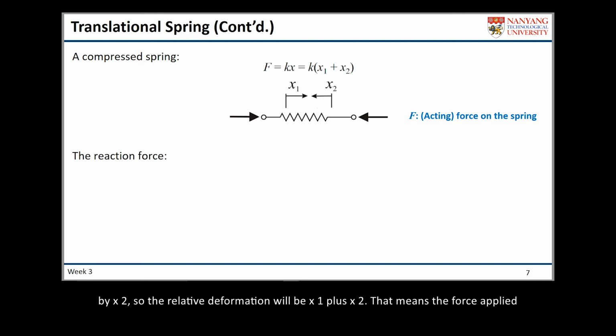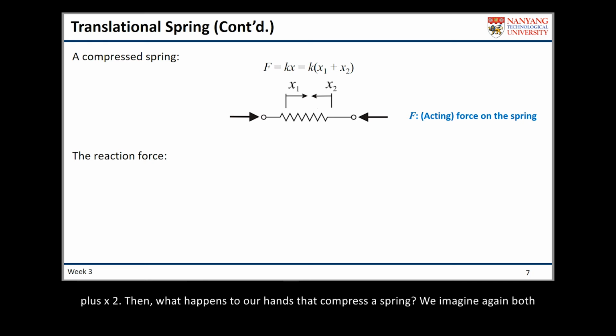That means the force applied to the spring is in the inward direction because we compress it, and the force is equal to k times the relative deformation, x1 plus x2. Okay, so F is equal to k times (x1 plus x2).